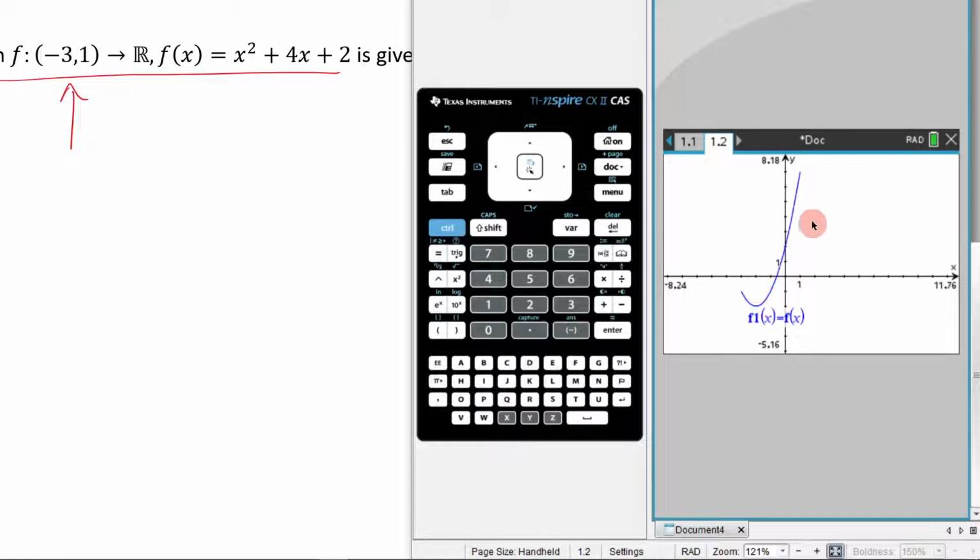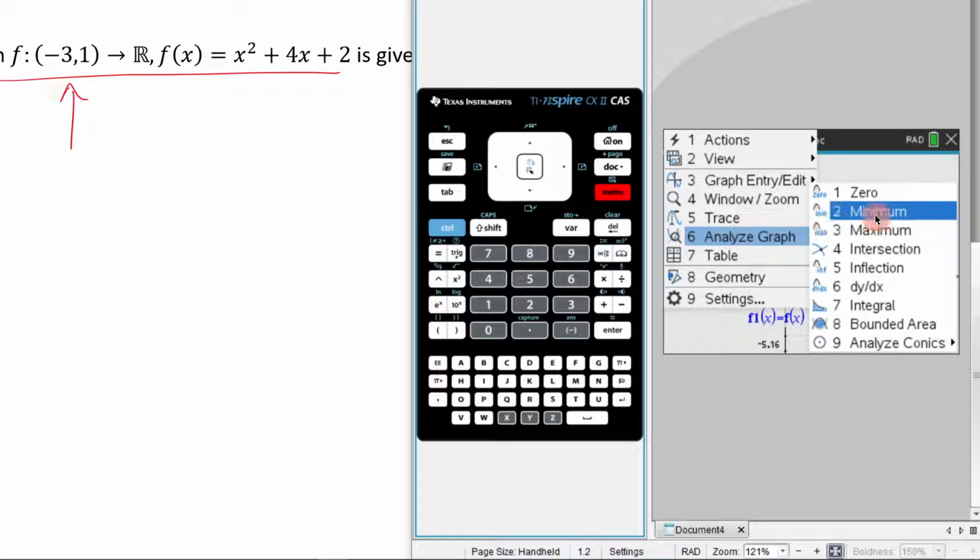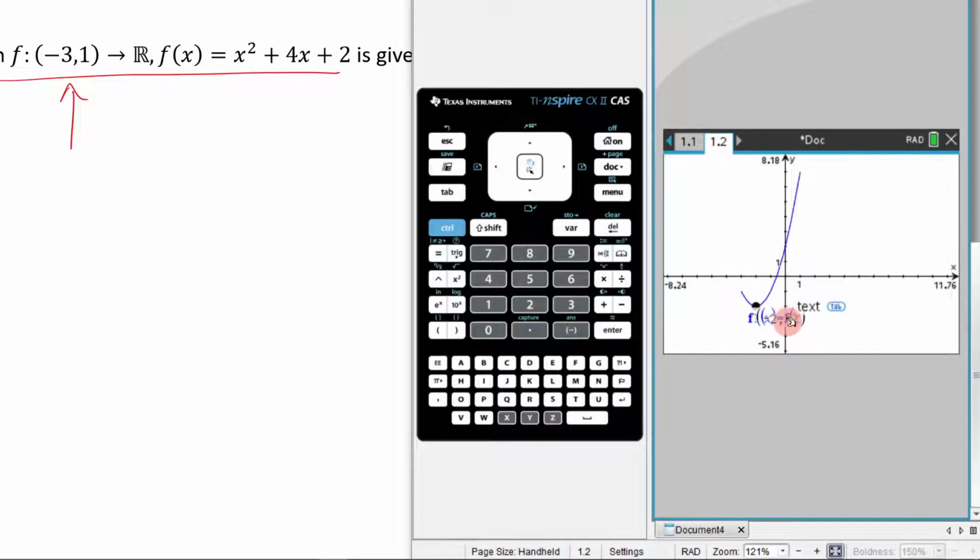Okay, so now that we've got this here, I need to figure out what the range of this is going to be. Now, remember, the range is the lowest y value to the biggest y value. So the lowest y value will be this turning point right here, and the biggest one will be here. So I want to go menu, analyze, minimum, and I want to go from here to here. And as you can see, it's going to be -2, -2. So -2 will be the y value.